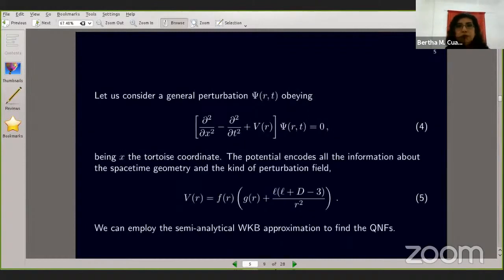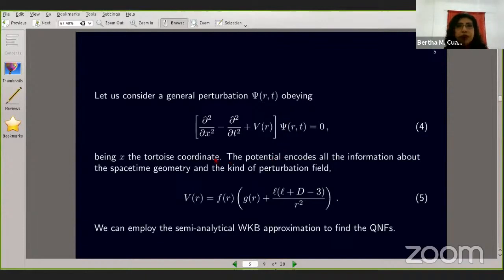Now, from the quasi-normal mode side, we can consider a general perturbation in this spherically symmetric background, and the equation of the perturbation can be decoupled from the angular part, and the remaining equation can be written in a Schrödinger-like form, like here. And here we see this x coordinate, it's a new coordinate, the so-called tortoise coordinate. And here we have a potential that encodes all the information about the space-time geometry and the kind of perturbation that we are using to perturb this background.